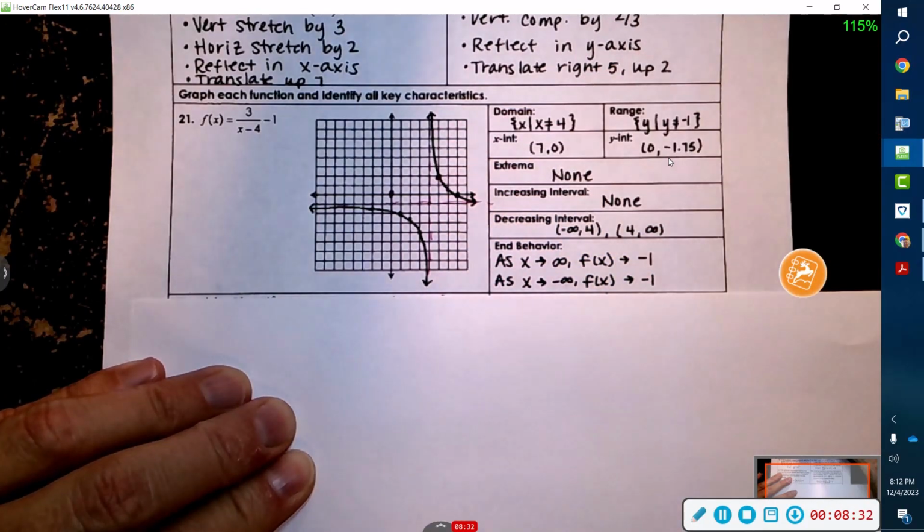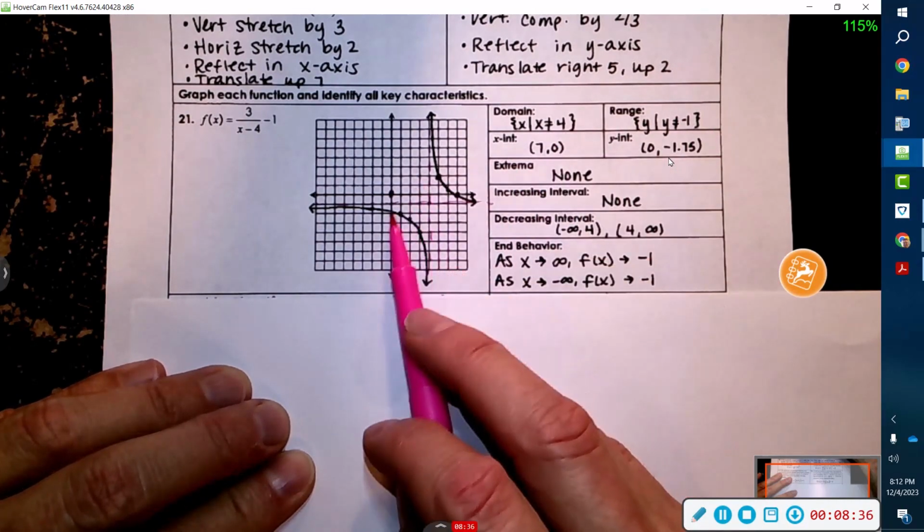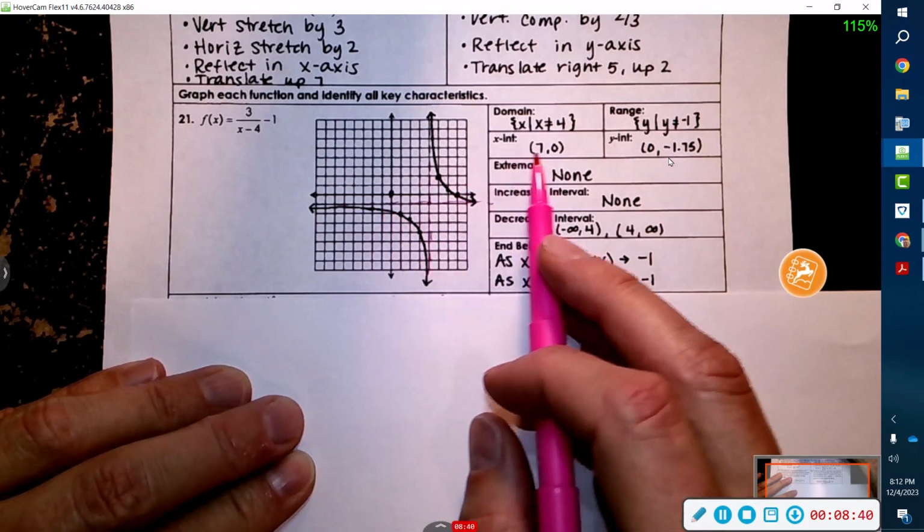Okay, there's a couple ways you can write this. This is kind of the fastest way. X-intercept is here. You guys didn't have too much of a problem there.